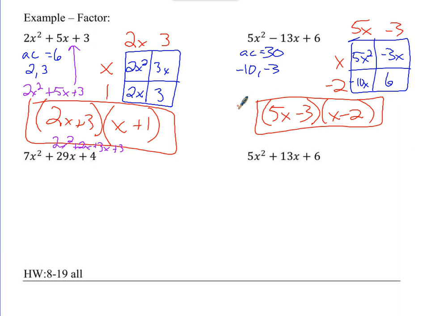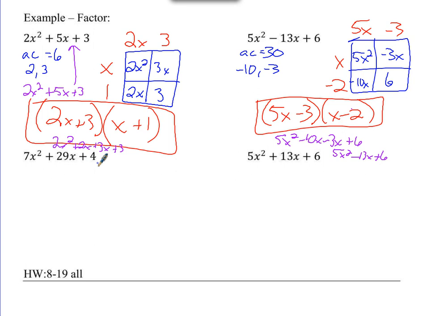And since we're not confident in ourselves just yet, what should we do? We should check it. So I have 5x times x, which is 5x squared. Then I have minus 10x, and then minus 3x, and then plus 6. So the combined like terms, and I get 5x squared minus 13x plus 6, which is what we started off with. So we did it correctly. And that is the correct answer.